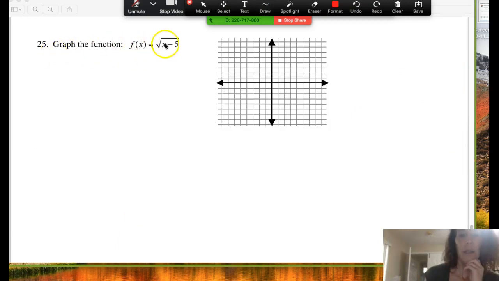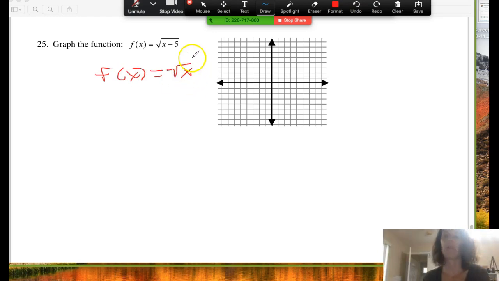All right, when you're looking at this function, if you look at just the graph of f of x equals the square root of x, that's going to be this graph. And then since I'm inside the radical, anytime you're inside, this shifts you left and right and it's opposite, because the function looks like this: y equals some value times x minus h, and then the plus k is on the outside. So this is a minus, so it's the opposite.